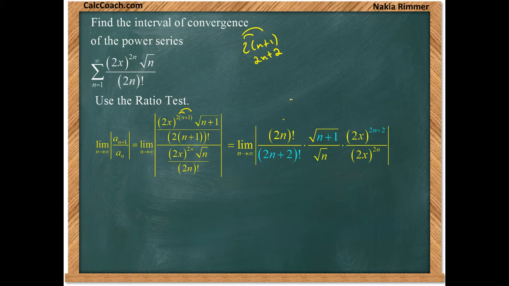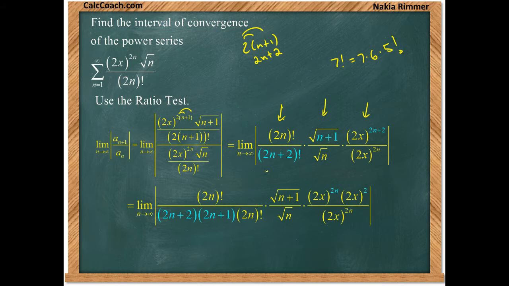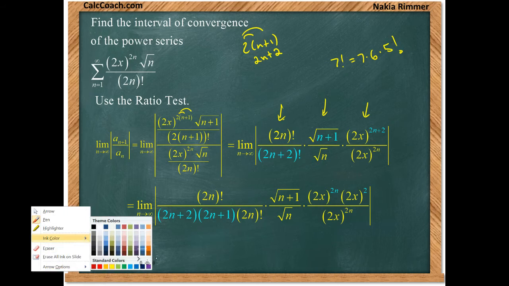And now we have to consider each of these limits, these fractions, taking the limit separately, but we'll use algebra to simplify first. When you have 2n plus 2 factorial, it's like having 7 factorial, where we take off a 7 and a 6, factor it out, and be left with 5 factorial. We take off a 2n plus 2 and a 2n plus 1 and are left with 2n factorial. For the 2x to the 2n plus 2, we break it apart to be 2x to the 2n and 2x to the 2.